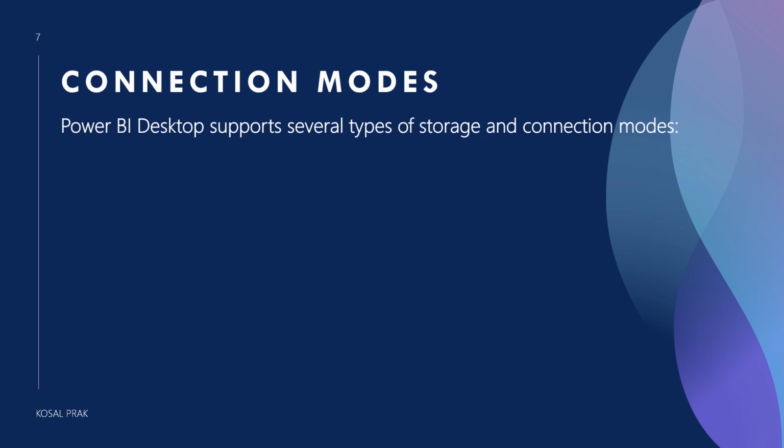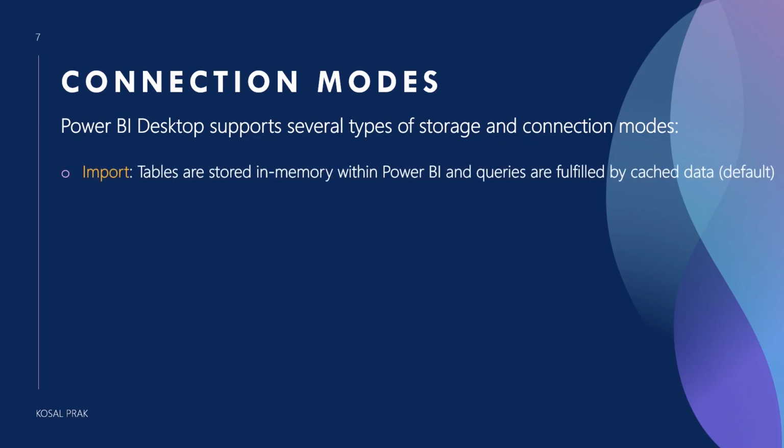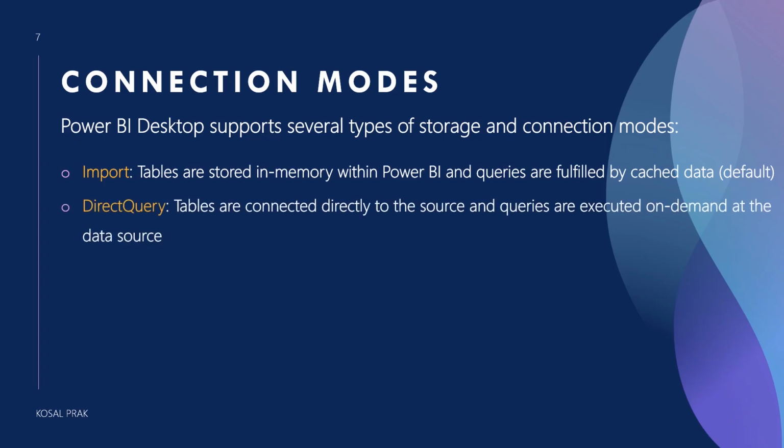Connection modes. Power BI Desktop supports several types of storage and connection modes. 1. Import. Tables are stored in memory within Power BI and queries are fulfilled by cached data. This is the default. 2. Direct Query. Tables are connected directly to the source and queries are executed on demand at the data source.